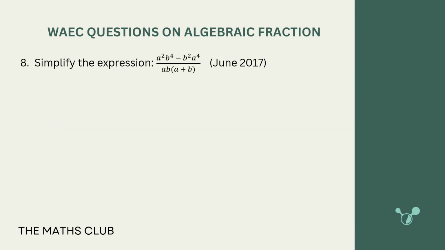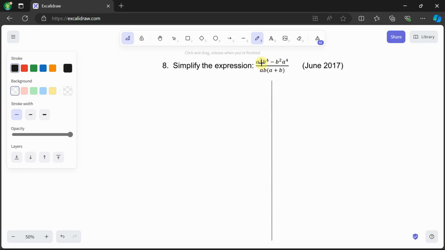Great. Question 8 says that we should simplify the expression a squared b raised to the power of 4 minus a to the power of 4 b squared, all over ab open brackets a plus b. And it's taken from June 2017. As always, pause the video and try it out yourself. If you look at the numerator, what is common between this guy and this guy? This is a squared, this is a raised to the power of 4, so a squared is common. This is b raised to the power of 4, this is b squared, so b squared is common.